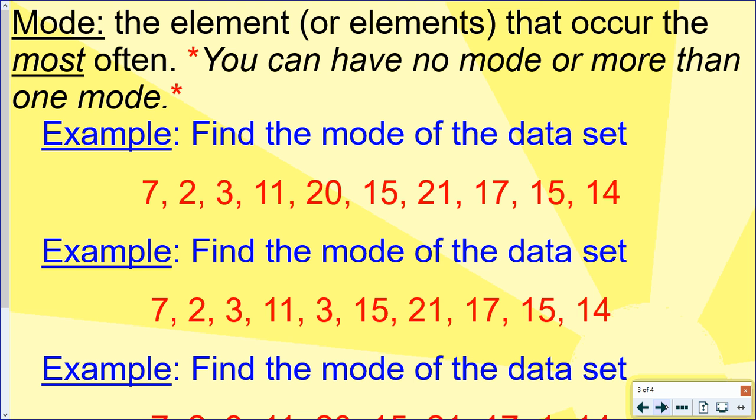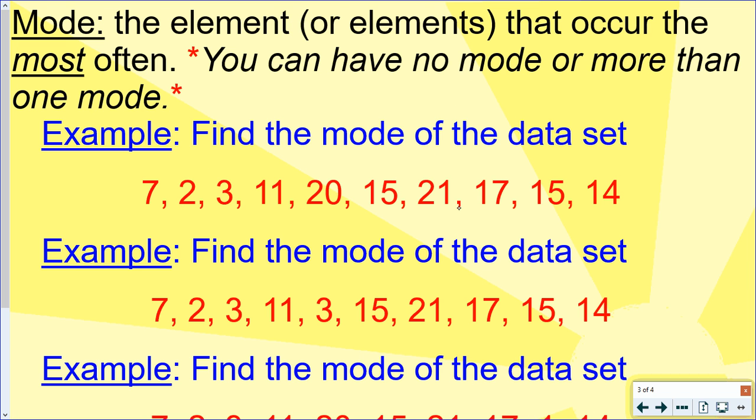And mode is probably the easiest one. So mode is the element or elements, that means there could be more than one answer, that occur the most often. So when I see mode, I think most, mode, most. You can have no mode, or you can have more than one mode, or you can just have one mode.